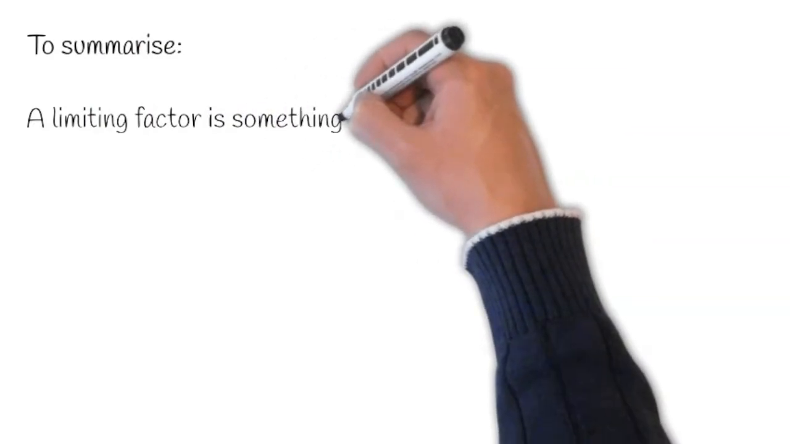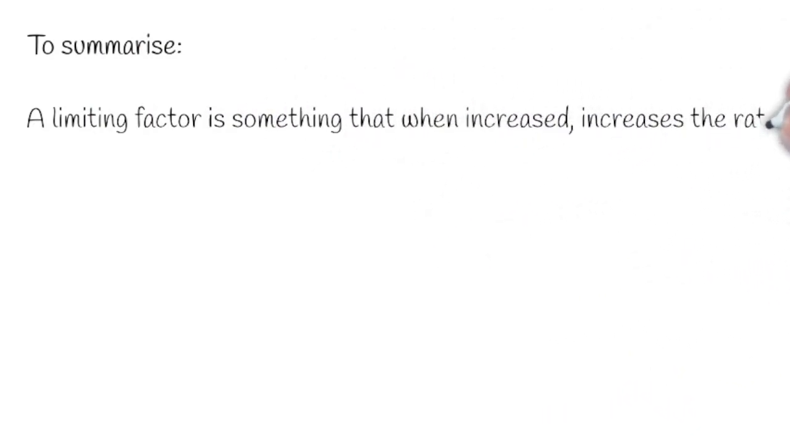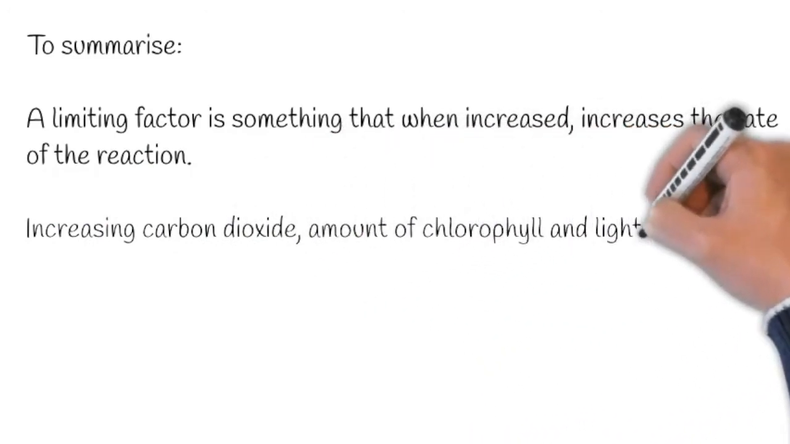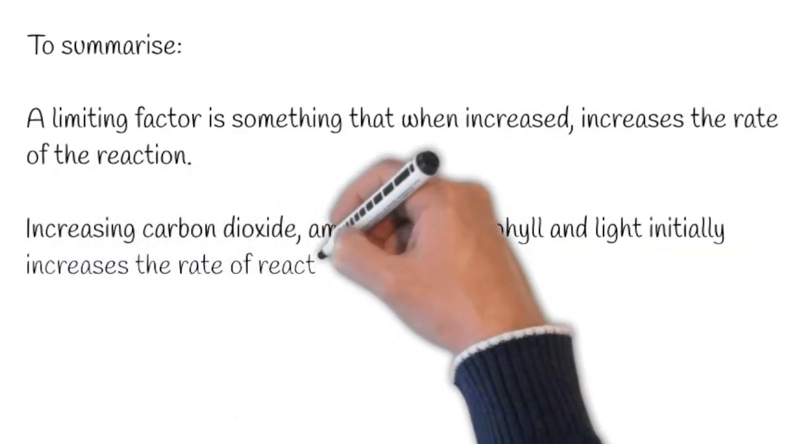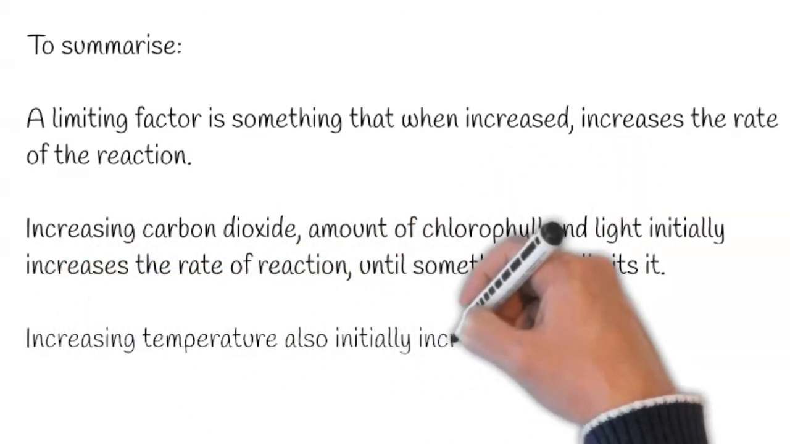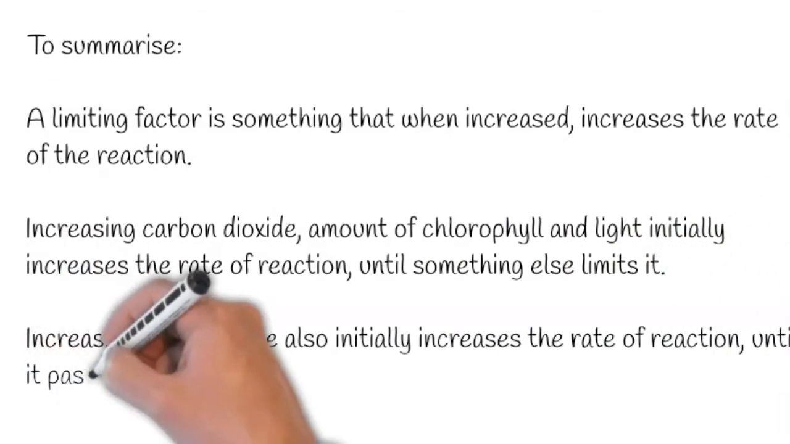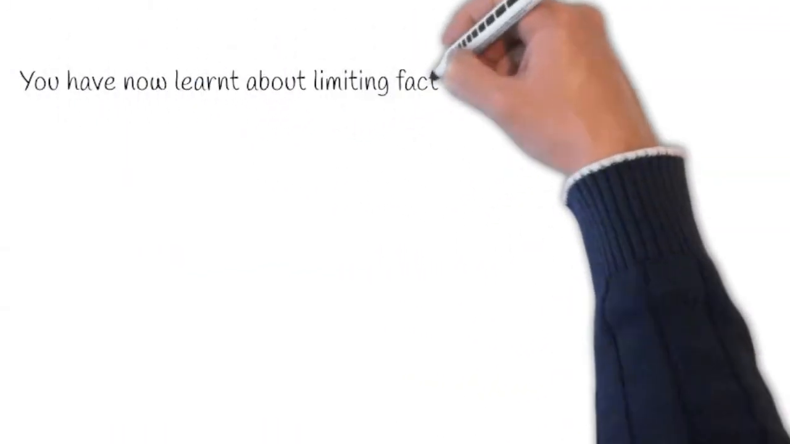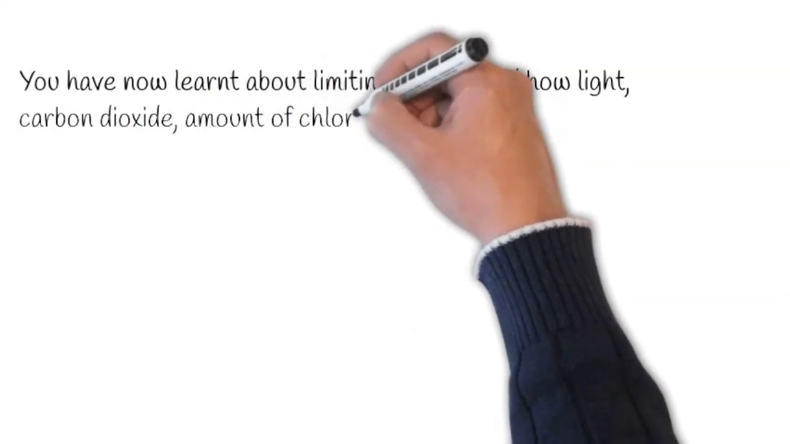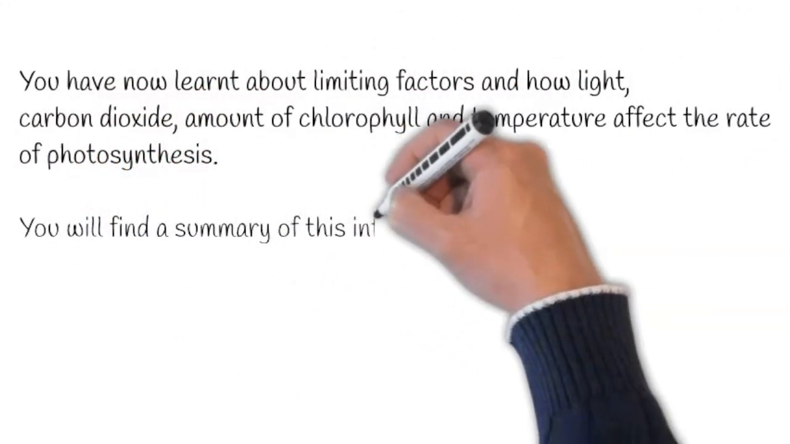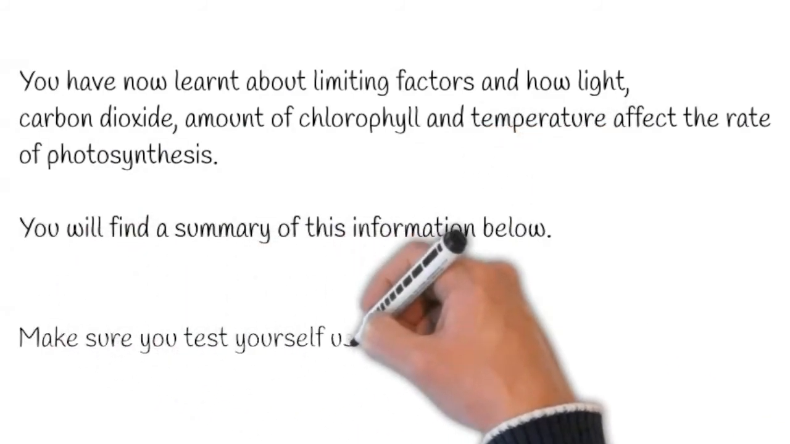To summarize, a limiting factor is something that, when increased, increases the rate of reaction. Increasing carbon dioxide, amount of chlorophyll and light initially increases the rate of reaction until something else limits it. Increasing temperature also initially increases the rate of reaction until it passes its optimum, where the enzymes denature and the reaction stops. You have now learnt about limiting factors and how light, carbon dioxide, amount of chlorophyll and temperature affect the rate of photosynthesis. You will find a summary of this information below.